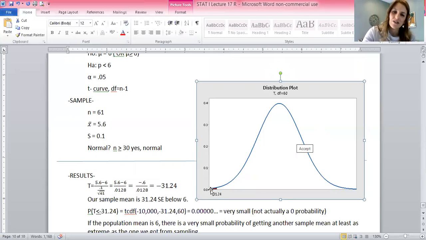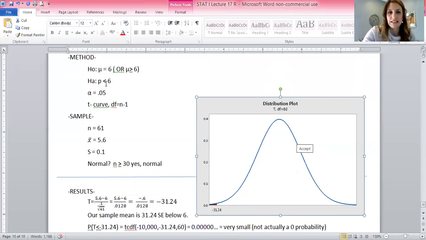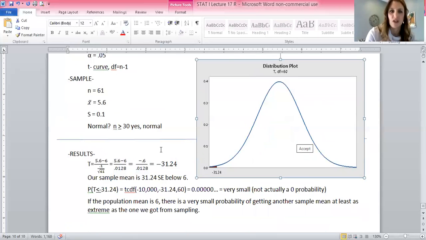And when it's negative, it's over here to the left. That means that my HA should be a less than, and it is. It just kind of all works together. It just kind of helps you confirm that you've done other steps in the right way, or maybe your calculations the right way. Let's calculate the p-value.